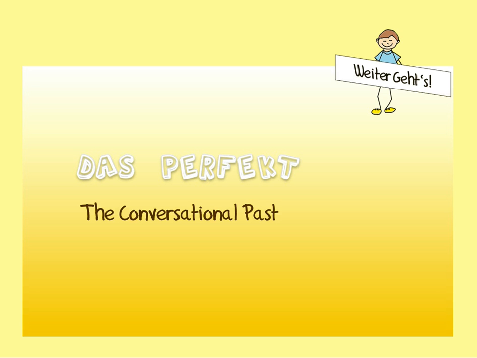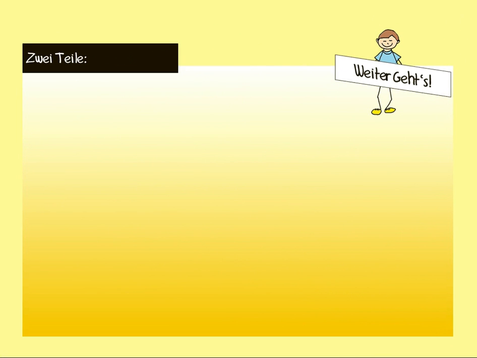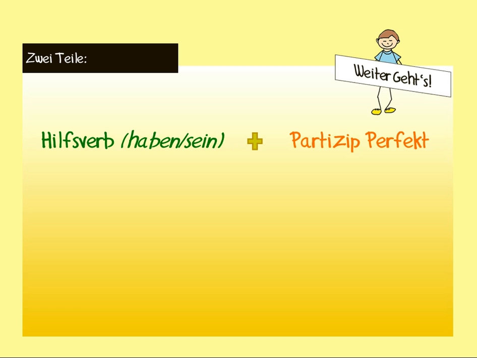Today we are going to talk about the conversational past. The conversational past is one out of two past tenses in German, and it consists of two pieces. Let's take a look at what those two pieces are. The first piece is the Hilfsverb or helping verb, haben or sein. And the second piece of that is the Partizip Perfekt or the past participle.